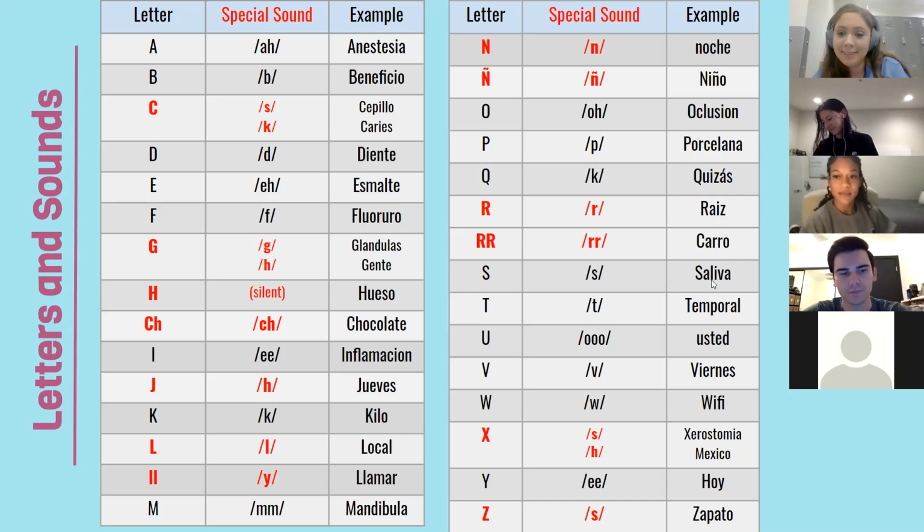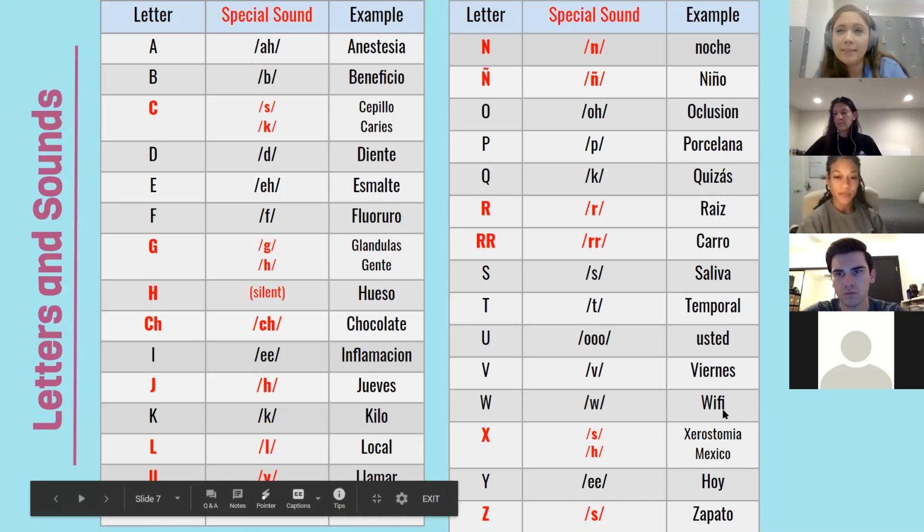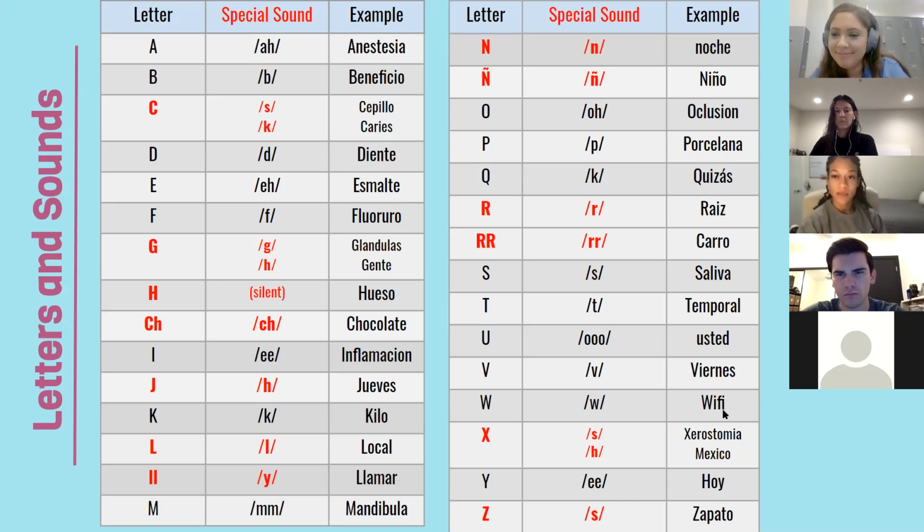Which is saliva. Then T sounds the same as English, so temporal. Temporal, which is temporal. And then the U sounds like multiple O's. Here's an example, usted. Usted, which is like saying you in a very formal way. And then V, it sounds like a V. So here's an example, viernes. Viernes, which is Friday. Then the W, same as it is. In this case, it will be Wi-Fi. Wi-Fi. Yeah, sounds weird, I know.